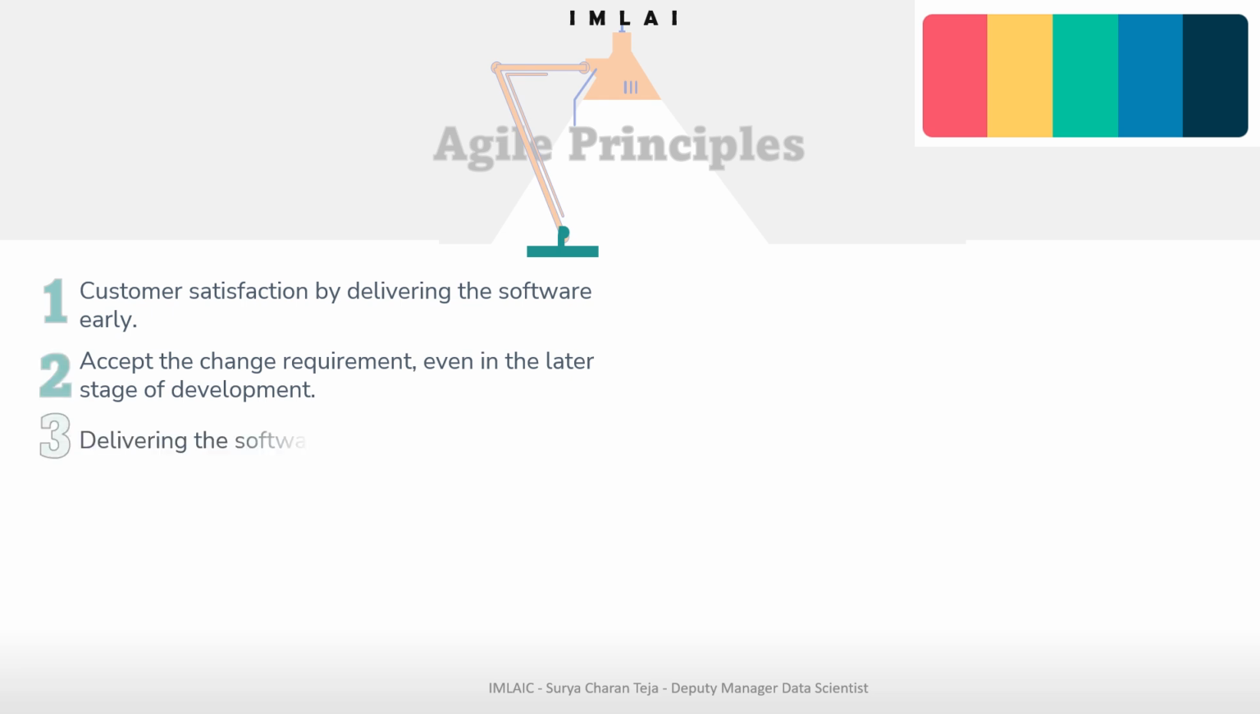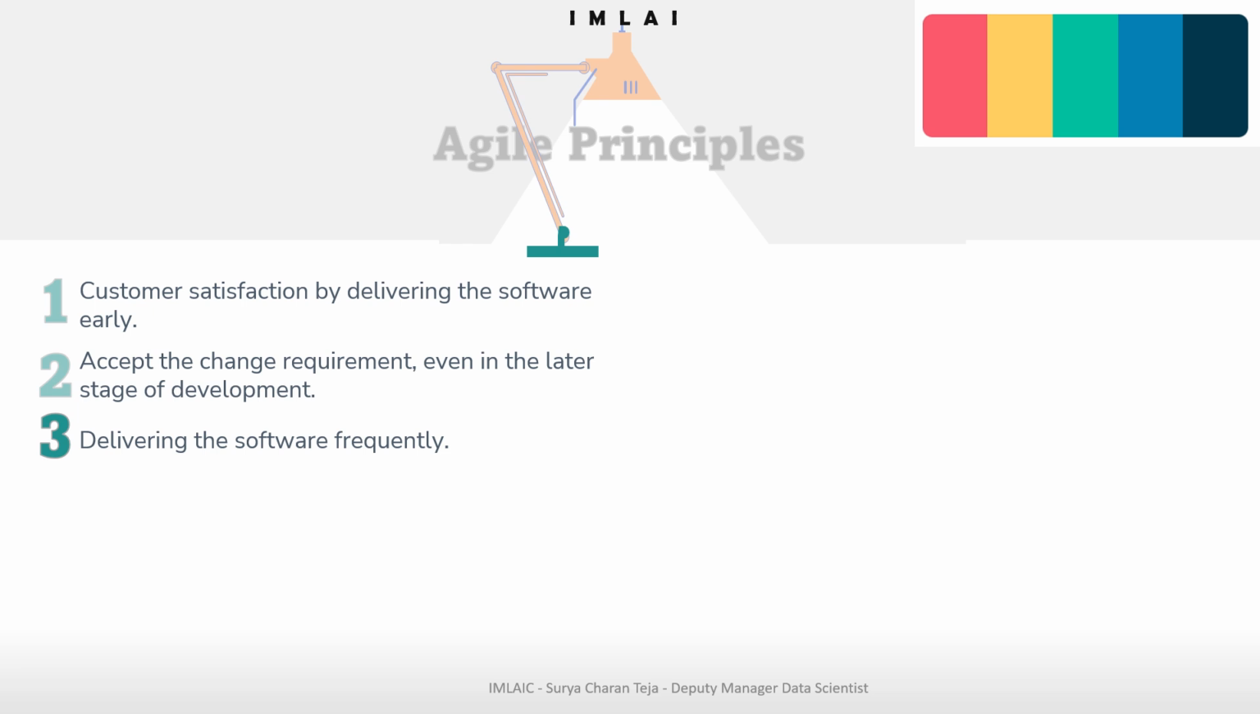Next, the third one is delivering the software frequently. When we can deliver the product periodically, it helps to identify the changes required and any miscommunication with the client, rather than delivering after all the development, in which developers cannot entertain any changes requested by the client. In this method, we can give incremental development and entertain any changes requested by the client.